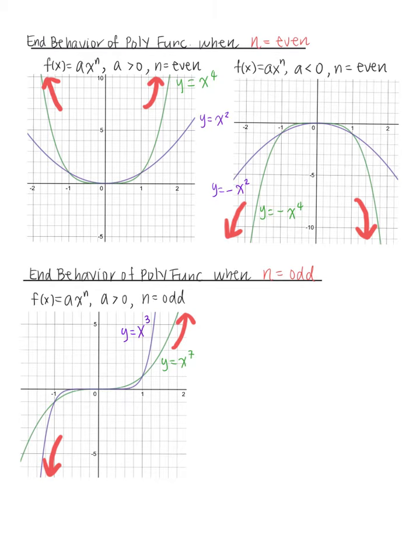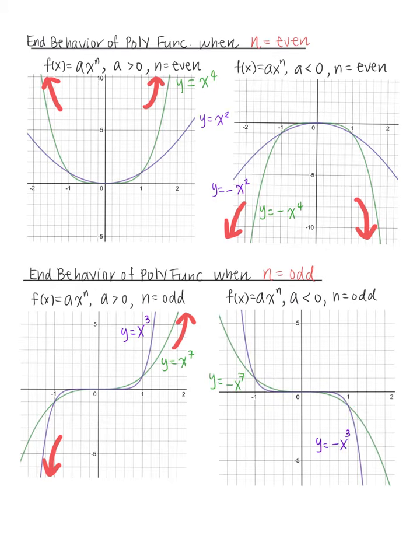Anyways, let's look at what happens if a is negative. Here are the two graphs of y equals negative x to the seventh, the green one, and y equals negative x cubed. If a is negative and n is odd, we're always going to end up with this behavior towards the end of the graph. It's always going to shoot up this way and then shoot down this way.